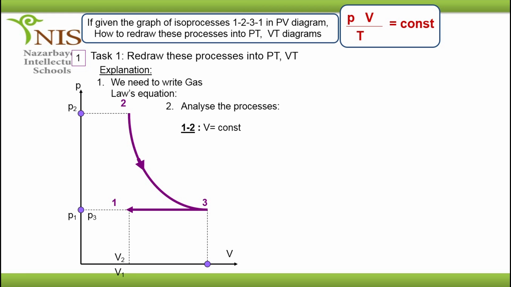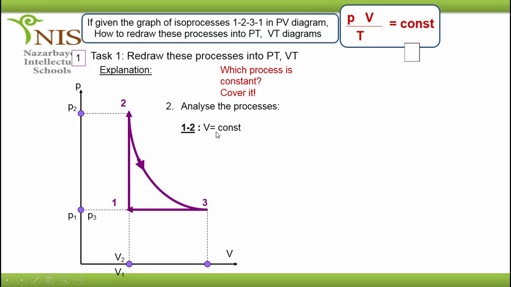First, 1 to 2. As you can see, 1 to 2 is V constant. If a process is constant, we can cover V. Now, consider that P over T is constant. As you can see from the graph, P is increasing from 1 to 2. So if P is increasing, T is also increasing.